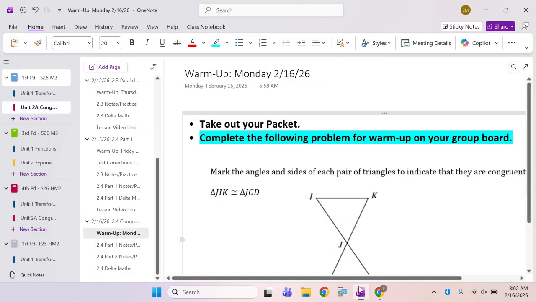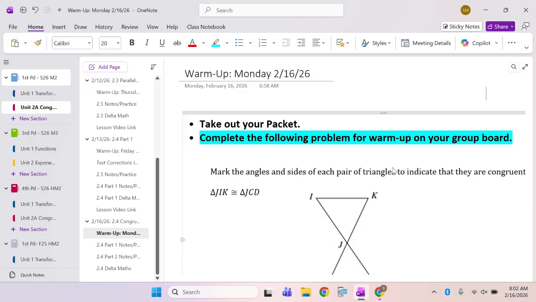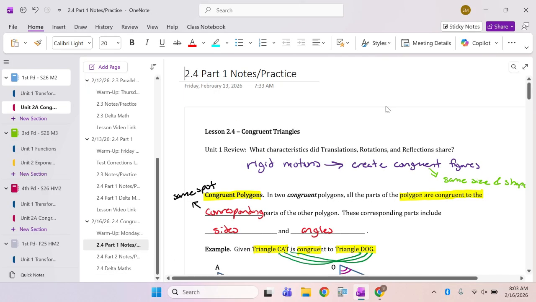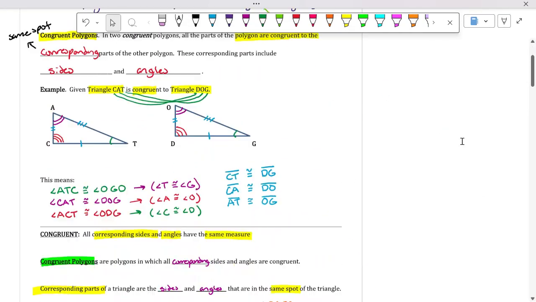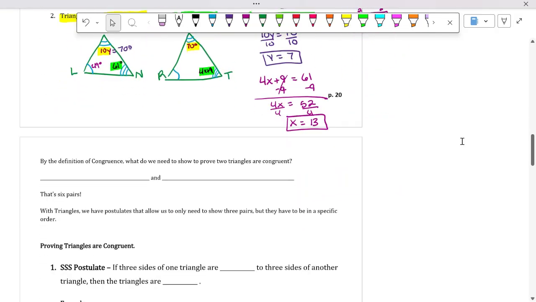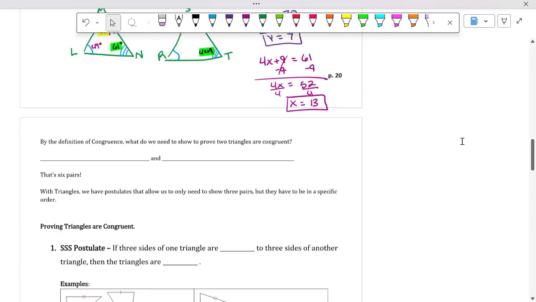But we're going to pick up where we left off. So where we stopped on Friday is that we talked about all the different corresponding parts of triangles. Now, why is that important? Because that will help us figure out what is marked and how we can compare that to a postulate that'll tell us if the triangles are congruent or not. So go to your packet and go to page 21.